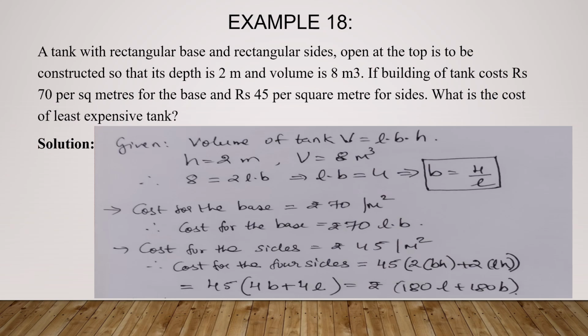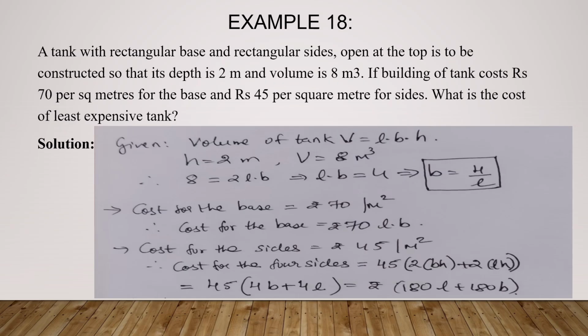Remember, again we try to convert it into one variable. Now for the cost of the base, it is given 70 per meter square. So cost of the base will be rupees 70 into L into B. Why? Because the base is rectangular, so the area of the base is length into breadth into the cost per meter square. So 70 L into B.